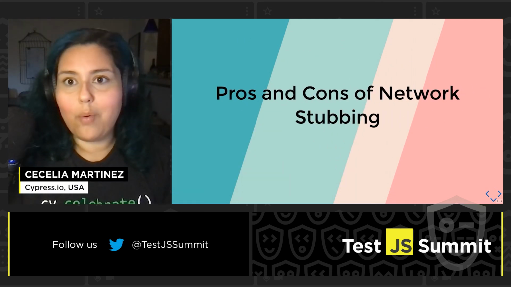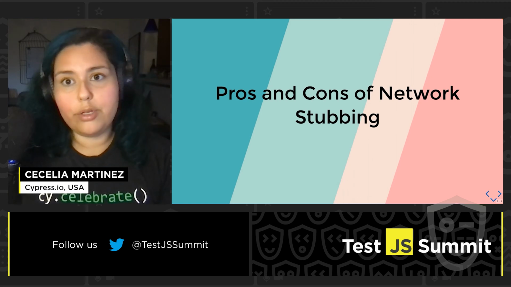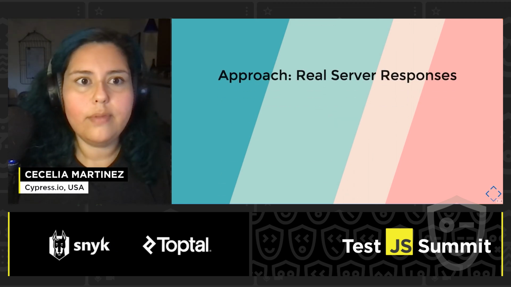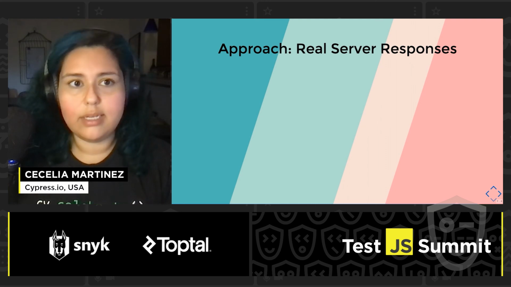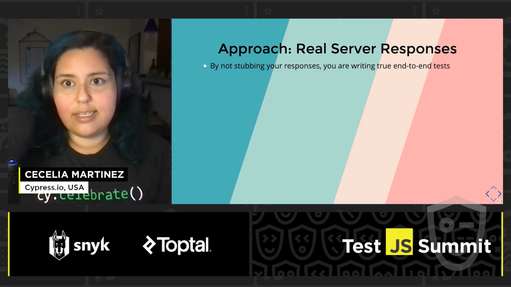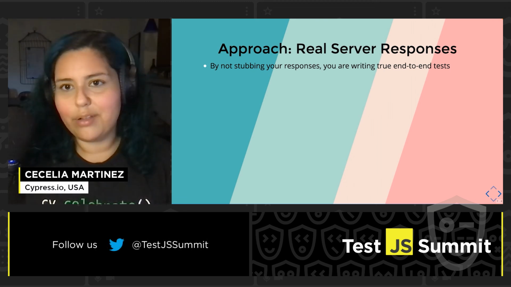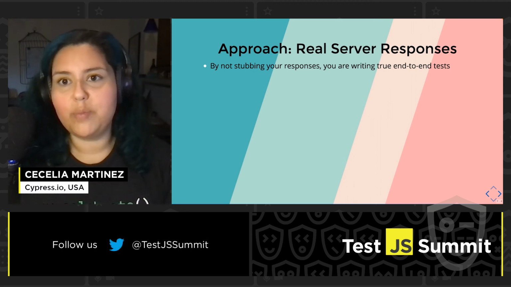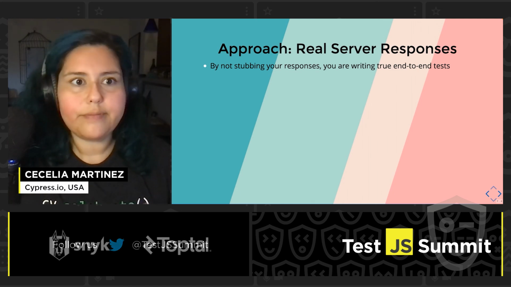All right, so we talked about network stubbing. Let's talk about pros and cons of it. Like, when would you want to do it? When wouldn't you want to do network stubbing? So the first approach is leveraging your real server responses. So this is a true end-to-end test. This is not leveraging network stubbing at all, letting all of the real API, all the real server responses come back and going through your tests that way.